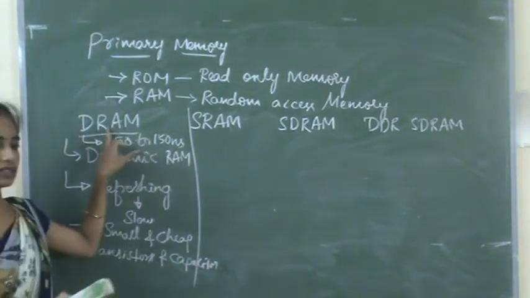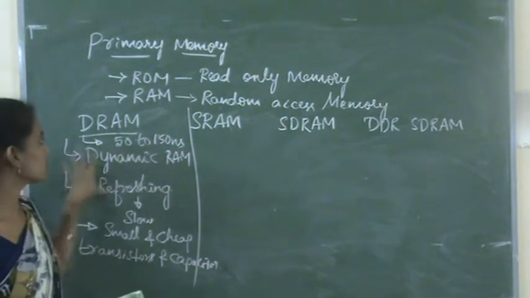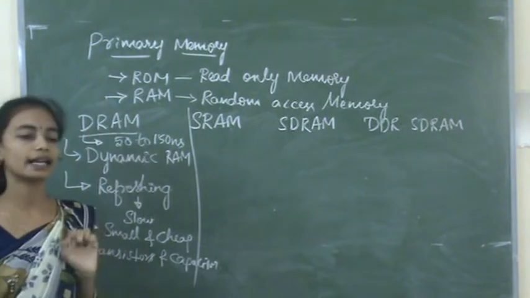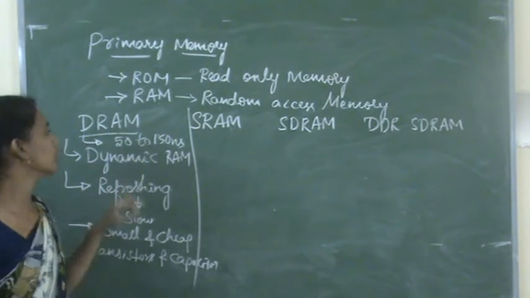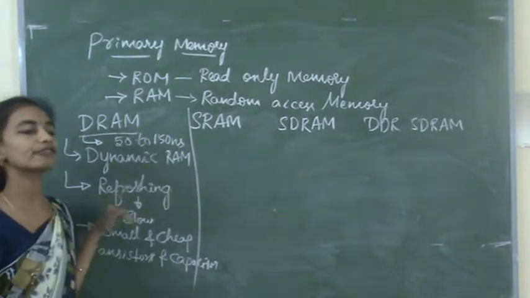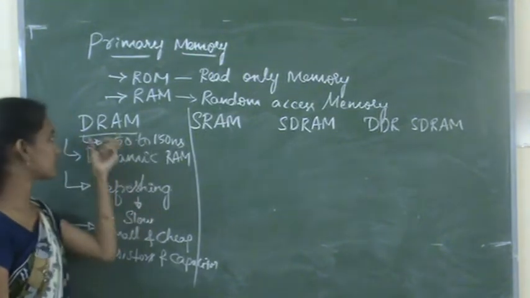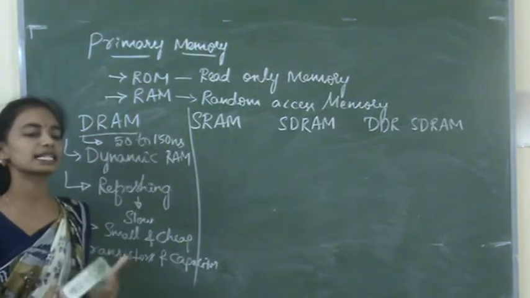Okay, so this DRAM uses transistors and capacitors. This is about dynamic random access memory. This dynamic random access memory is refreshing continuously, hence it is slow. As the name suggests, dynamic means it is changing.